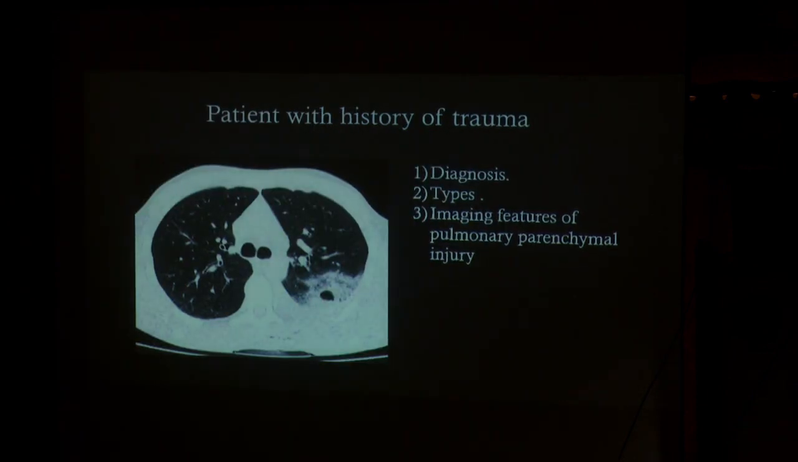So a patient with history of trauma: the diagnosis, types and imaging features of pulmonary parenchymal injuries. So in this post-trauma patient, we have a cystic area with surrounding dense consolidation. So always we give the diagnosis of pulmonary laceration with surrounding contusion. So what are the types of pulmonary lacerations?